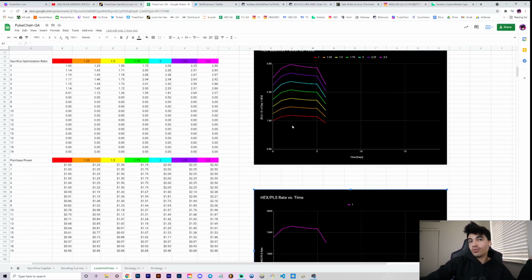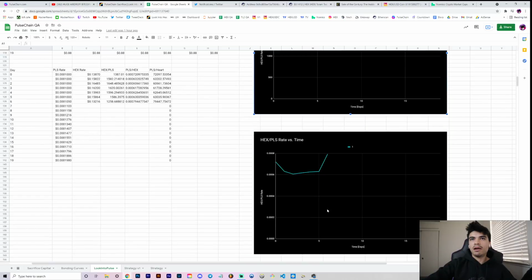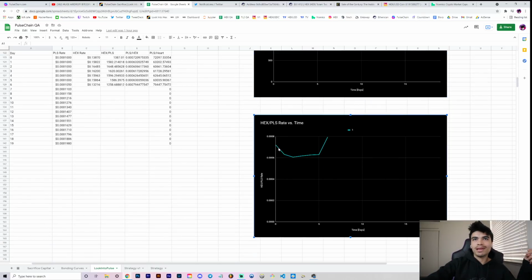It's pretty much just your rate versus time. We had the spike here when one HEX would more or less get you 1648 PLS. And now that's obviously much lower, about 1258 PLS. Now, if you flip it, then you see that PLS is getting more expensive over time.